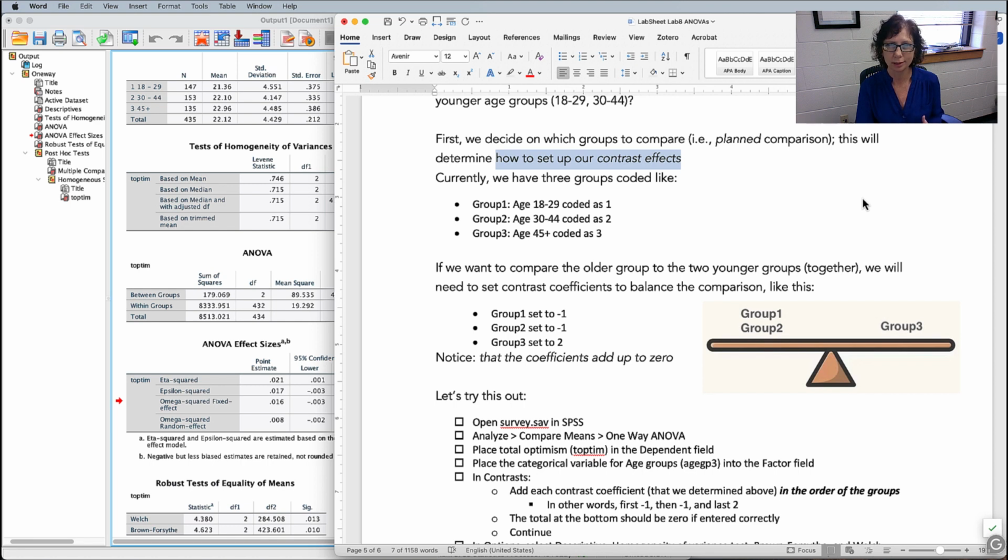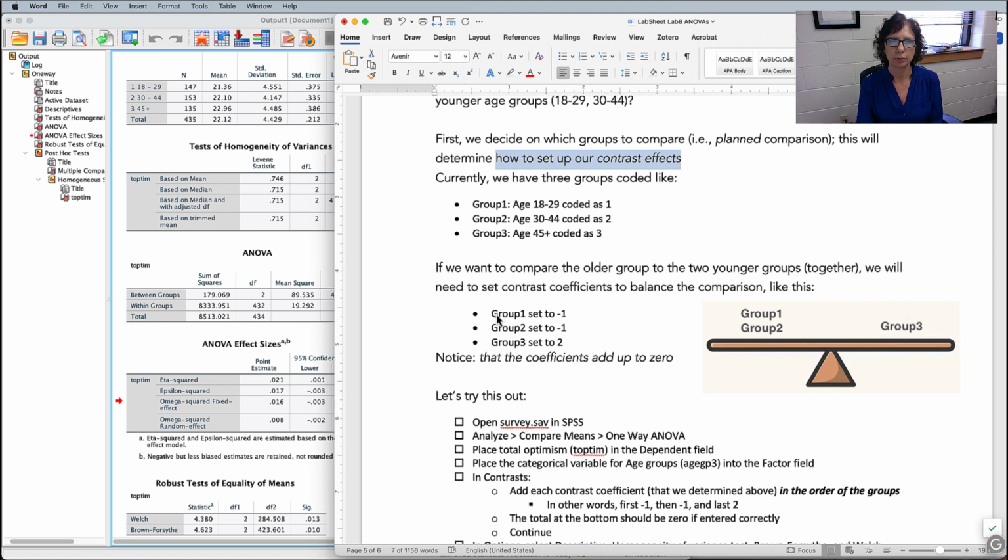Now, what are we talking about there? We need to let the system know which groups, and we do it by setting up kind of a balance. We want the comparison between the group we're interested in and the groups that it's being compared to kind of balance out. And we do that by assigning contrast coefficients. What we want the coefficients to do on each side of this is equal out to 0.